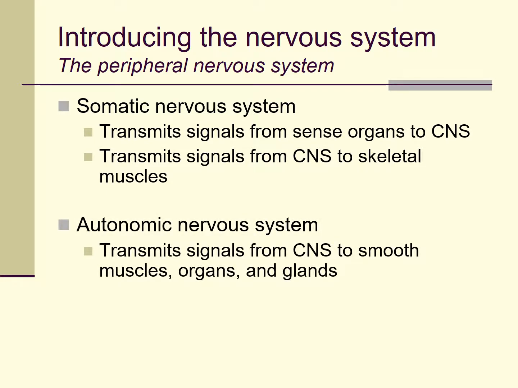The other portion or branch of the peripheral nervous system, and the one that we're really going to focus a lot on in this class, is the autonomic nervous system. And this is the part of the peripheral nervous system that transmits signals from the central nervous system out to the smooth muscles, to the organs, and to the glands of the body.